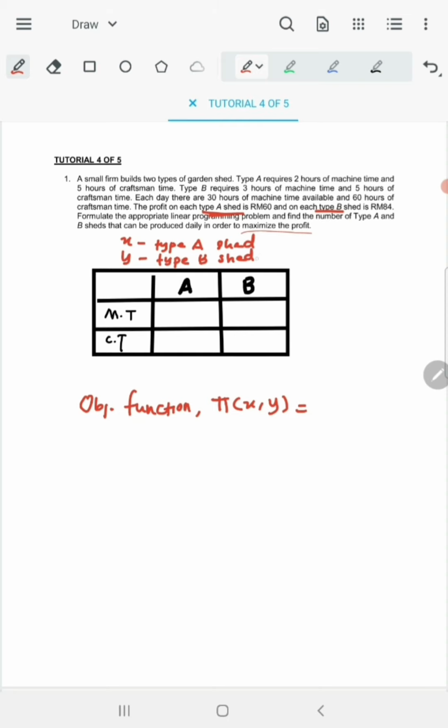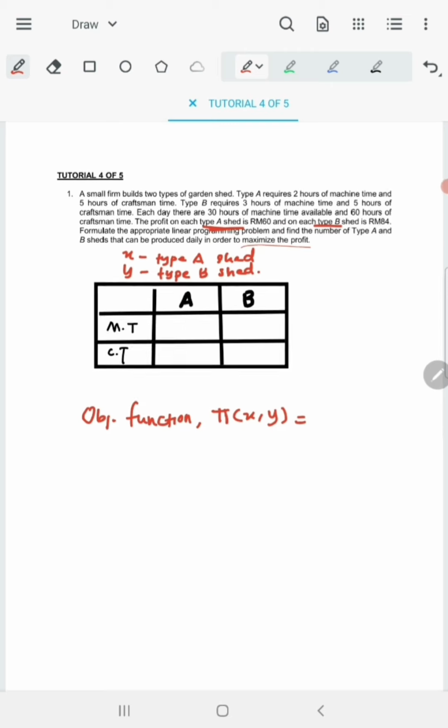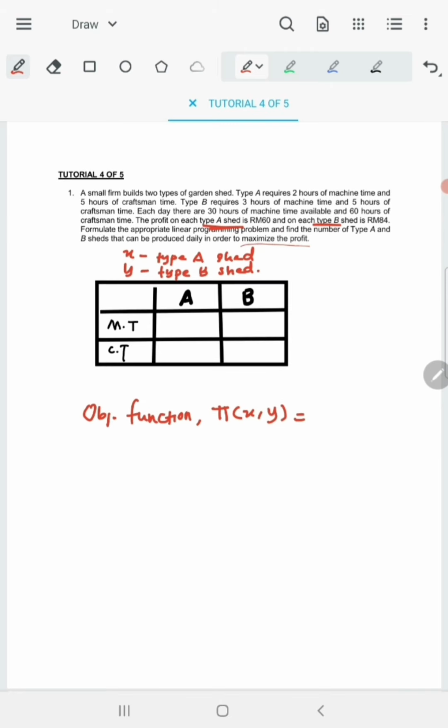Okay, so from here the objective function that you can get from the sentence here is 60x plus 84y.